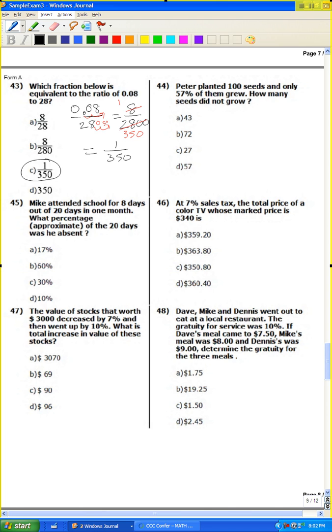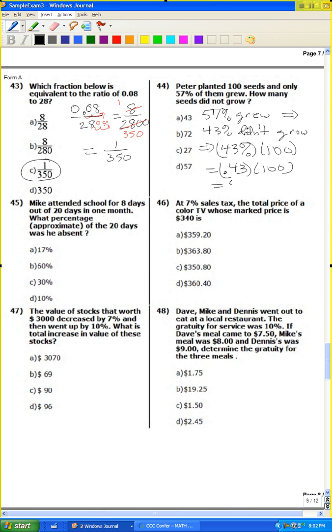Peter planted 100 seeds and only 57% of them grew. How many seeds did not grow? Well, if 57% grew, then 43% did not grow. And so 43% of 100 is 43. So A.